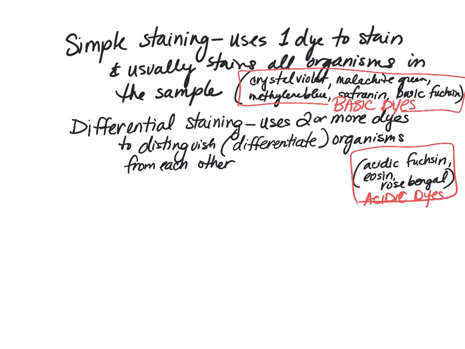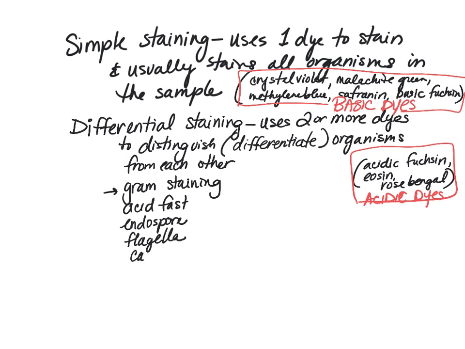So getting back to our differential staining techniques, you should be familiar with these different techniques. The one you should be most familiar with is gram staining, and we'll talk a lot more about gram staining, not only in this chapter, but in future chapters. So gram staining, also acid-fast staining, endospore, flagella, and capsule. These are all different types of differential staining techniques.